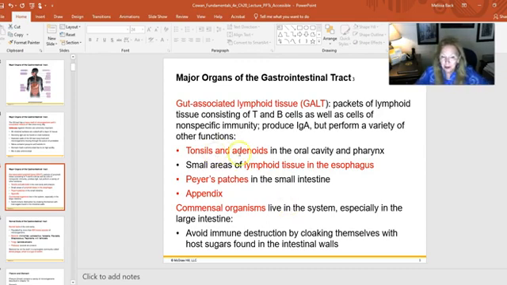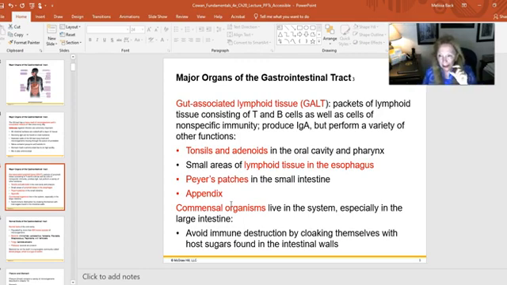And then we have tonsils and adenoids. We studied about these in the lymphatic system. The appendix itself, even though we think about the appendix as being a vestigial organ, which means that it no longer really has a function, it is thought that it plays a role in helping to monitor which microbes stay in the large intestines.